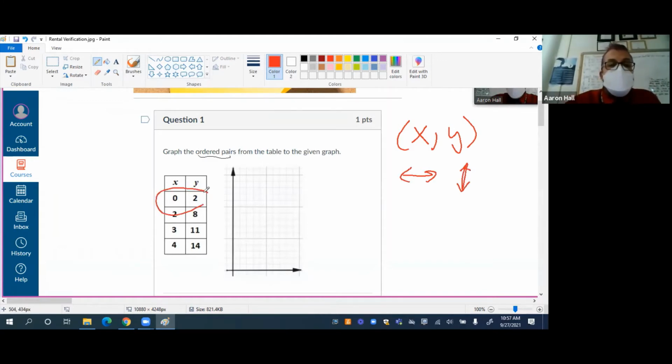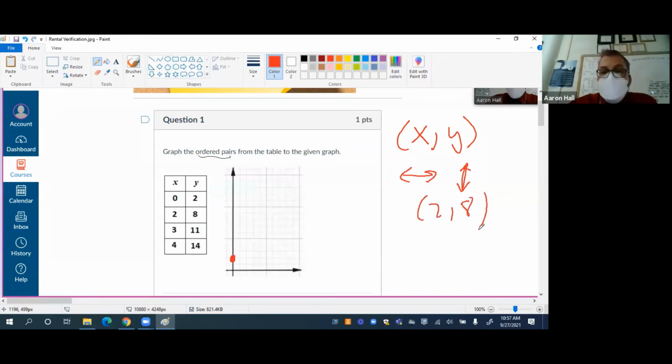So the first point, this 0, 2. I start here at the origin. I'm going to go 0 spaces left or right, and then 2 spaces up. So we're looking at this point right here. Let's look at the next one. Next one, we have 2, 8. So 2 spaces to the right. If it's -2, then I go the other way, I go left. And if it's positive, I go right. So I'm going to go 2 spaces to the right, and then 8 spaces up. Here's 5, here's 10. 2 less than that would give me this point right here.